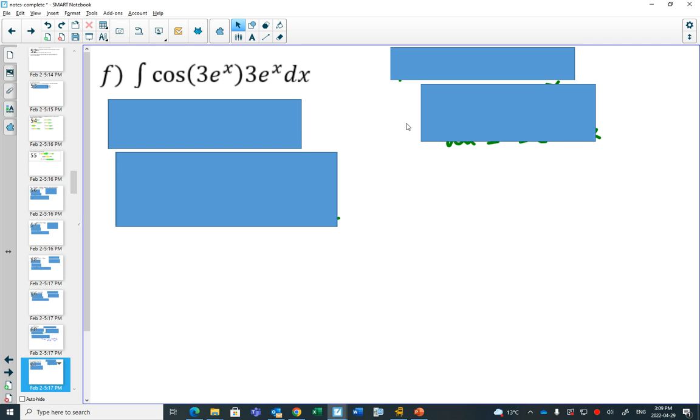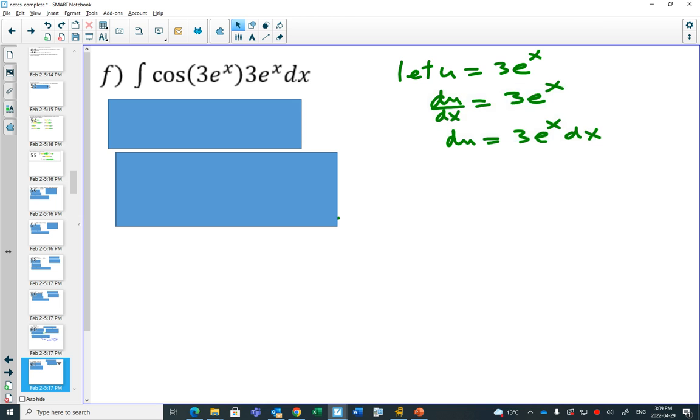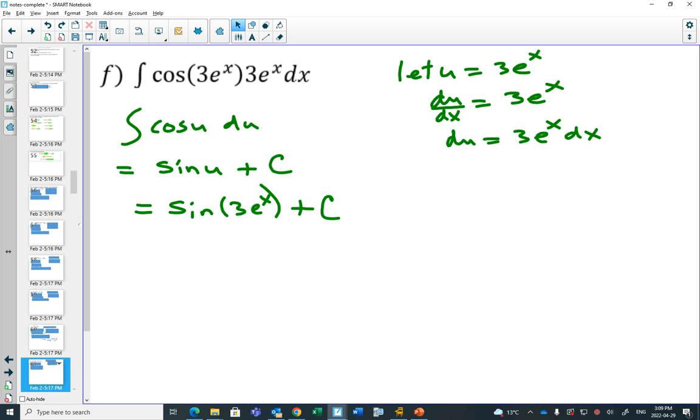Here's a check on the first one. Did you make u 3e to the x? And then it just becomes cos u, and then you get sine u plus c. Substitute back. No problems.